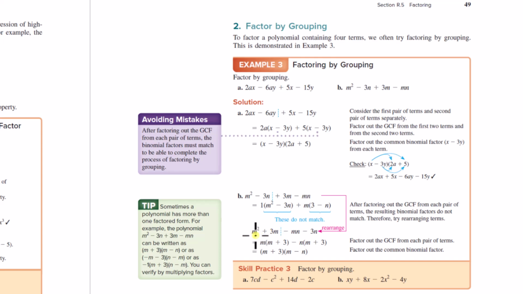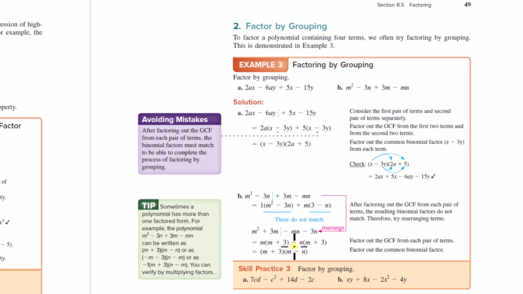So they try the m squared plus 3m because these have the matching m's, and then the mn and the 3n. So you can take out an m and take out an n, and sometimes you'll have to play with it. You might leave a minus here or put a plus here, but you get the matching m plus 3, so now you can factor out the m plus 3.